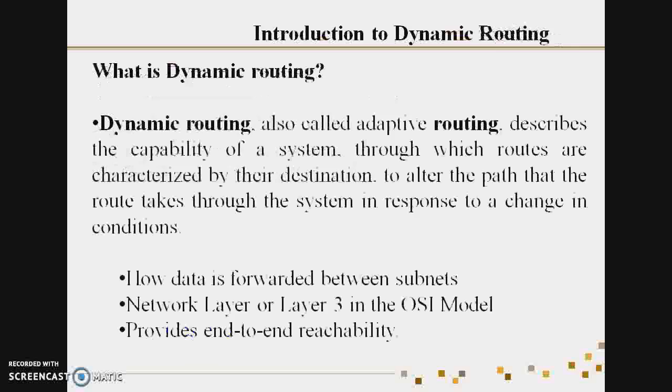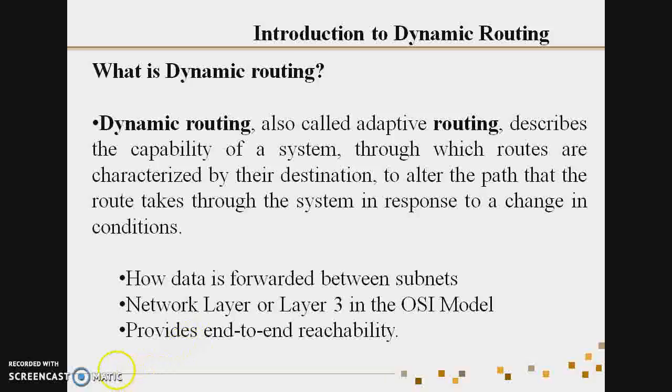What is dynamic routing? We can also call dynamic routing adaptive routing, which describes the capability of a system through which the routes, characterized by the destination, alter the path that the route takes through the system in response to a change in conditions. That is, how to forward the data between the subnets. Which layer of the OSI model is responsible for this dynamic routing? That is the network layer, or layer 3. And how do we reach the destination? That is, how it provides end-to-end reachability.